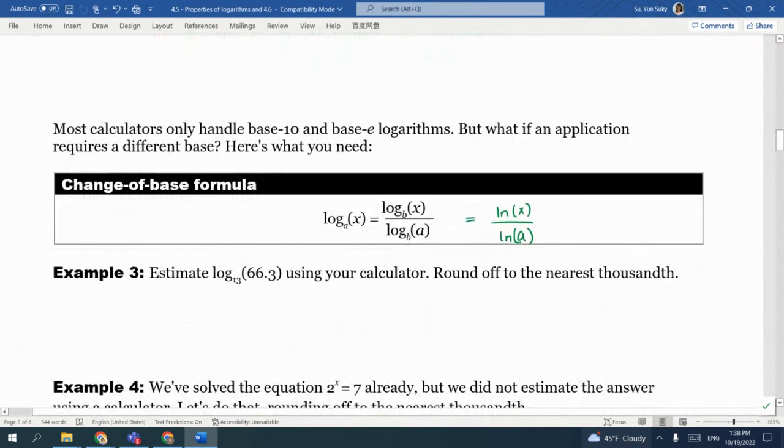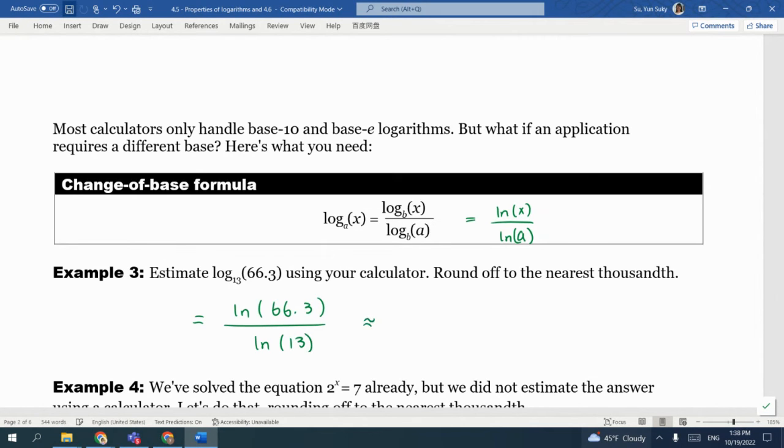Now estimate log base 13 of 66.3 using our calculator. So this is ln of 66.3 over ln of 13. Plug this in your calculator. What do you get? Round your answer to the nearest thousandth. Do you get 1.635? Yes.